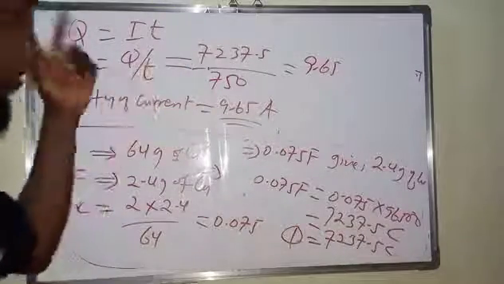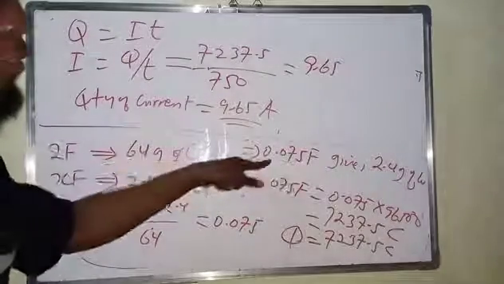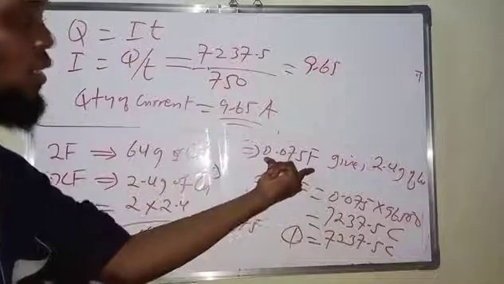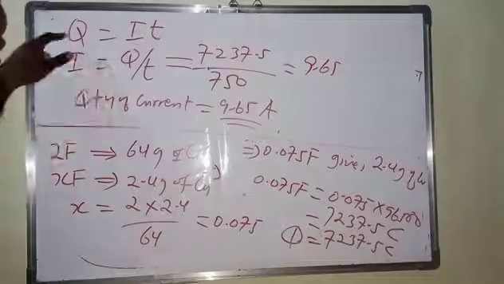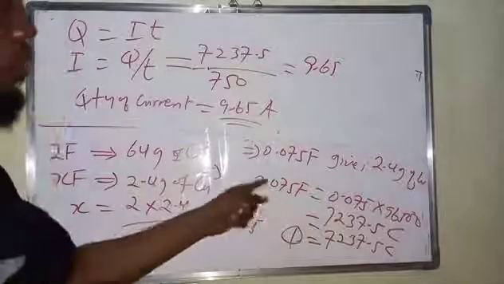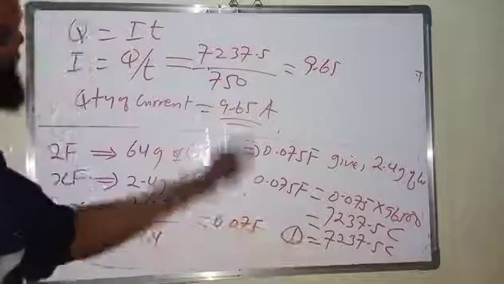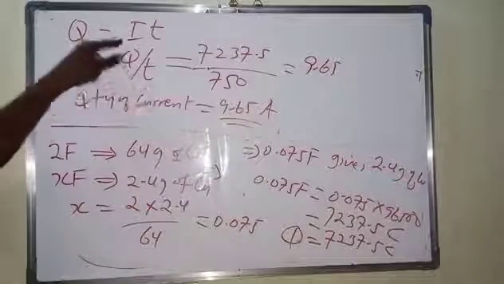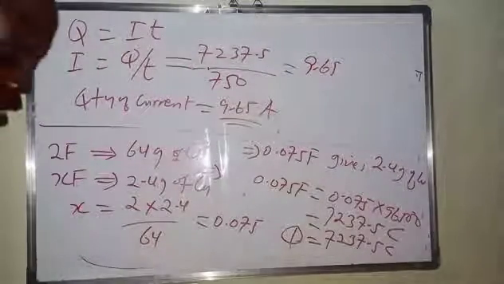So we are able to get that we need 0.075 F to get 2.4 grams. Then what is this 0.075 F in coulombs? Because we'll be needing Q, not F. So we multiply it by 1 Faraday, which is 96500, to get the quantity Q. And now recalling this equation, we can divide this by the given time to get the current.